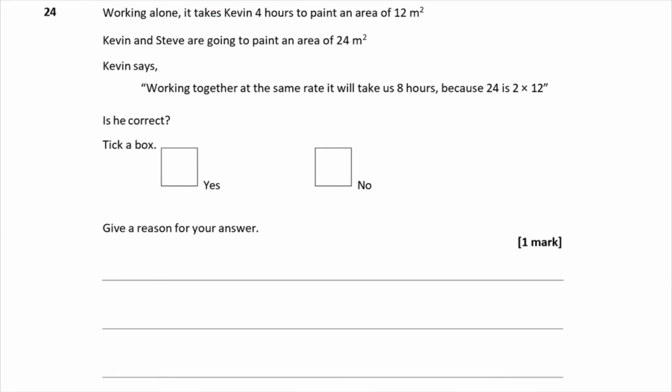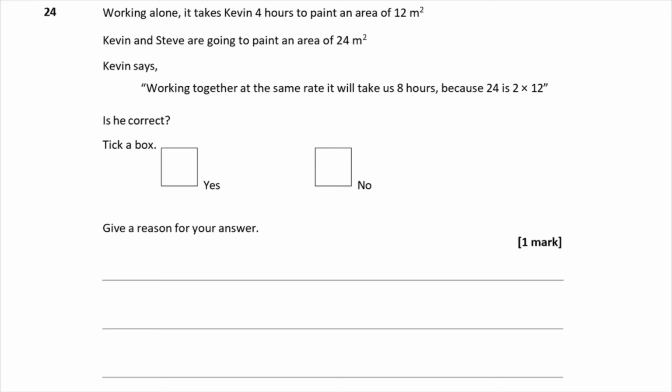Question 24. Working alone, it takes Kevin 4 hours to paint an area of 12 square meters. Kevin and Steve are going to paint an area of 24 square meters. Kevin said, working together at the same rate, it will take us 8 hours because 24 is 2 times 12. Is he correct? Tick a box, yes or no.